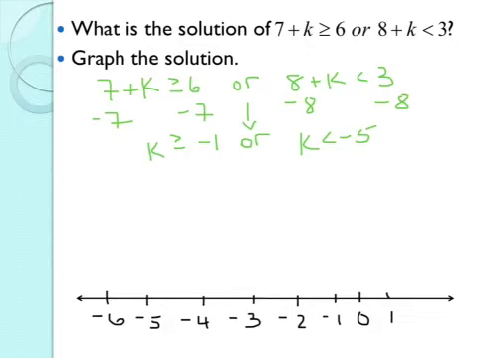So I am going to have a closed circle on -1 because of the equal to sign there. And because the k is on the left-hand side, I can go ahead and assume that I shade in the direction that the inequality is. So I'm going to shade to the right. And then my other key number is -5. It looks like I'm going to have an open circle at -5. And because the k is on the left again, I just follow the inequality symbol, so I'm going to shade to the left.